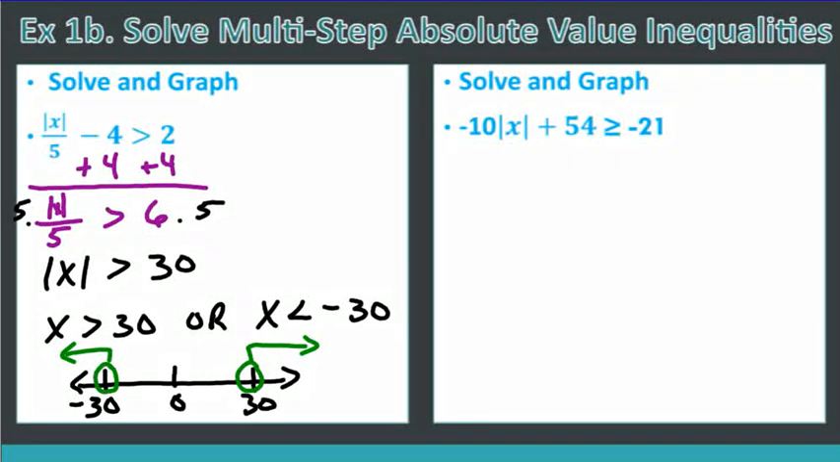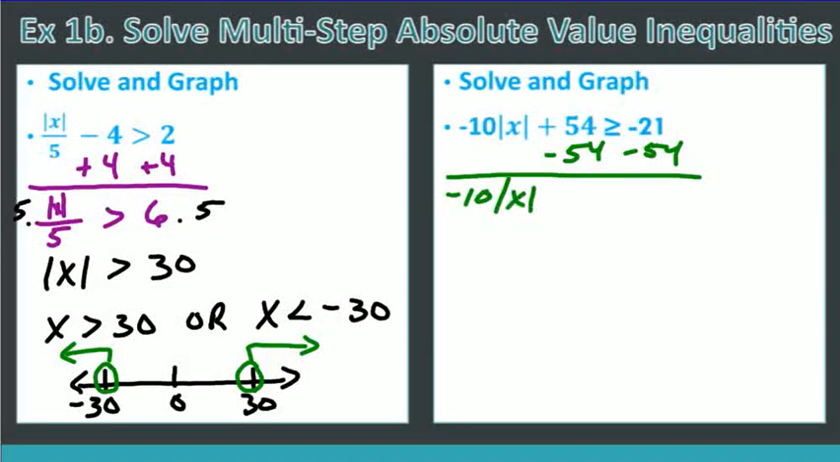Let's do the next one. Solve and graph. -10 times the absolute value of x plus 54 is greater than or equal to -21. Again, our first step is to isolate the part that has the absolute value. So here I'm going to subtract 54 on both sides. That leaves you with -10 times the absolute value of x, which is greater than or equal to -21 minus 54, which would be -75.